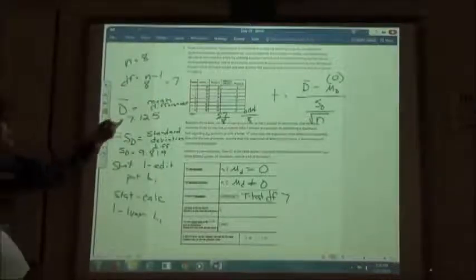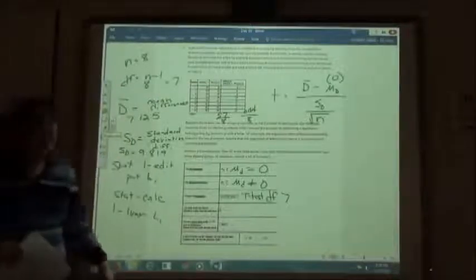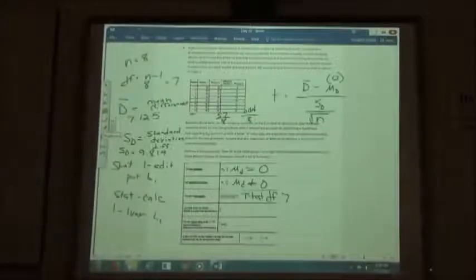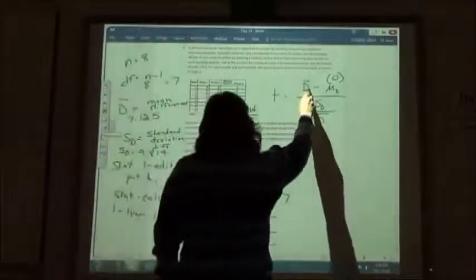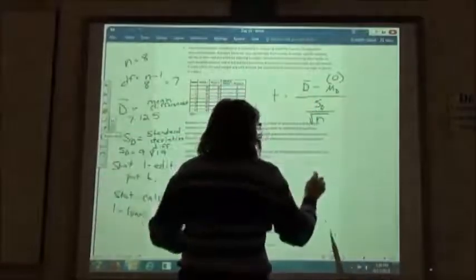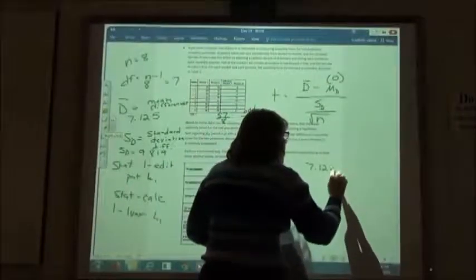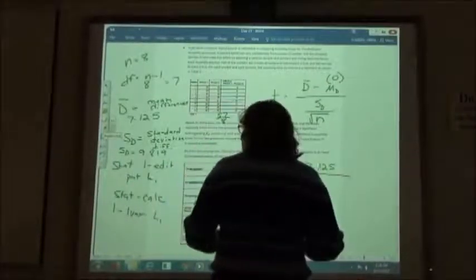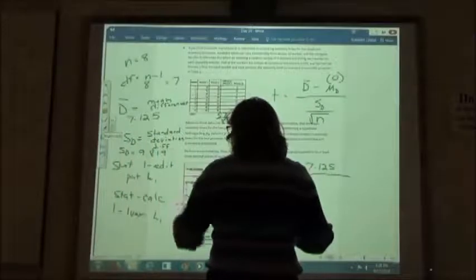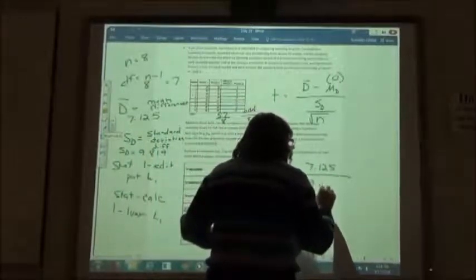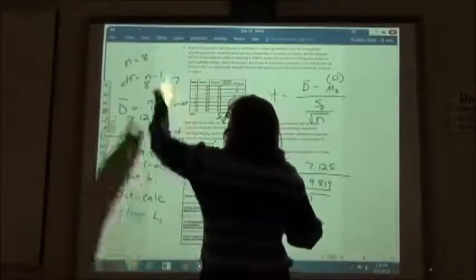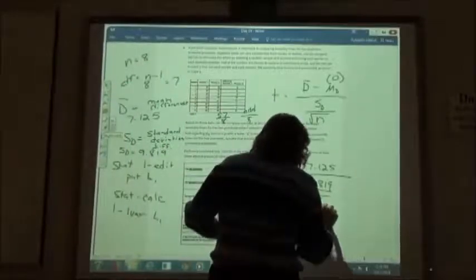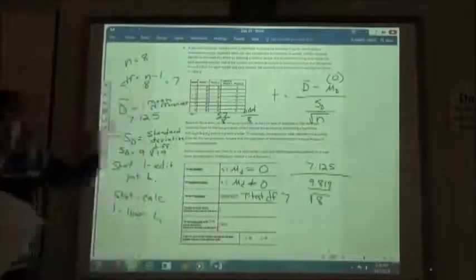The mean formula is easy enough to do, but when they don't give you the standard deviation, that's a pain, and that formula is too. So now that we know those numbers, we are going to do the 7.125 divided by the 9.819 over the square root of n, which was 8. There were 8 people that they were comparing.